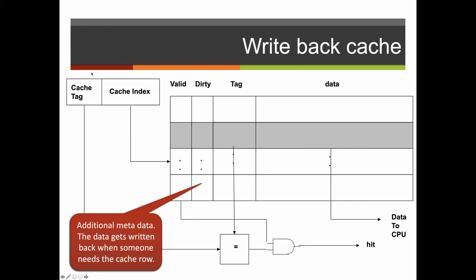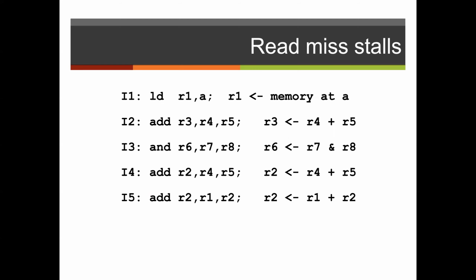And so in this case, we have the cache tag as well as the tag in the cache going to our comparator and to our AND gate. And if it is a hit, then that is what is sent. If we consider the case of a read miss, it can introduce appropriate stalls as well.